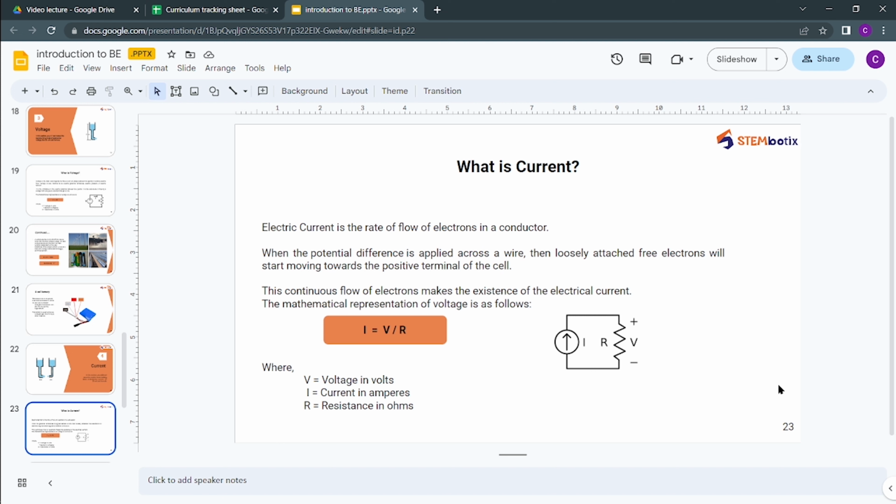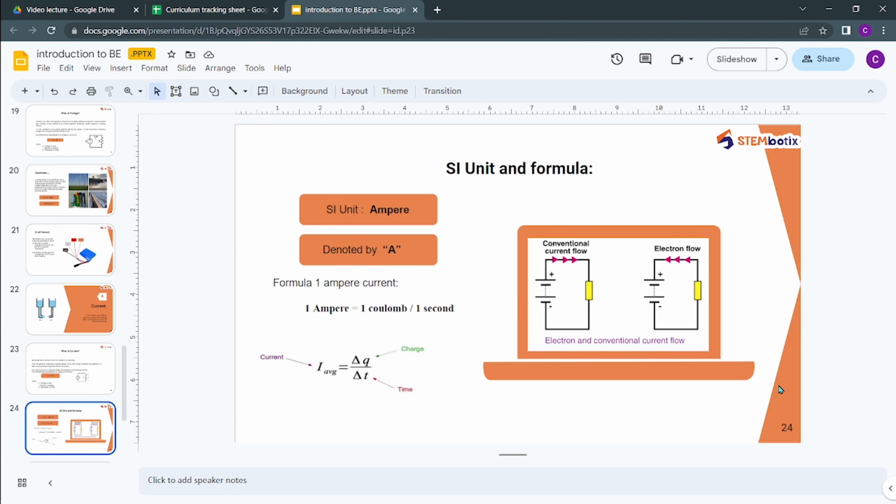The mathematical representation of current is I = V / R. As we discussed, the formula for voltage is V = I × R. So from that very equation you can find the equation for current as well. So I is nothing but the voltage divided by the resistance. The SI unit for current is the ampere, denoted by capital A, while current is denoted by capital I.